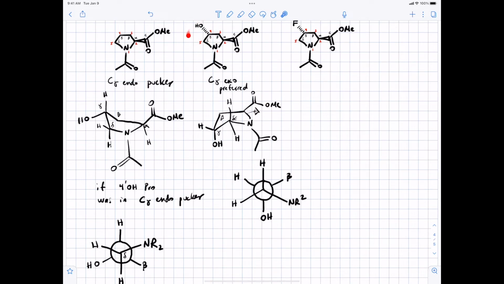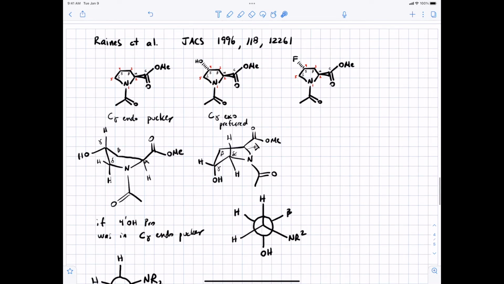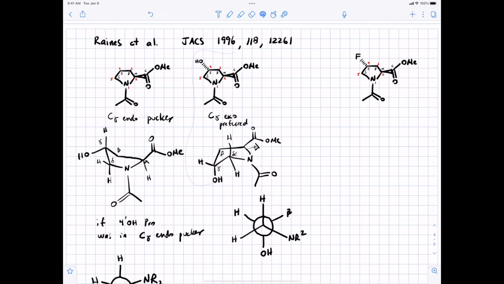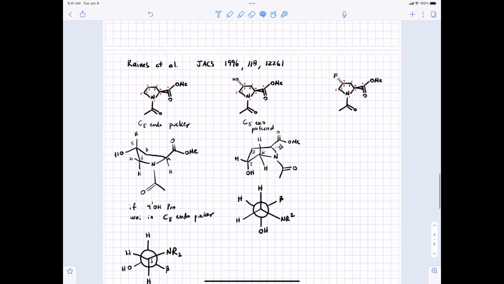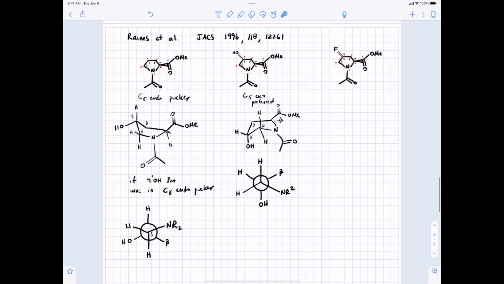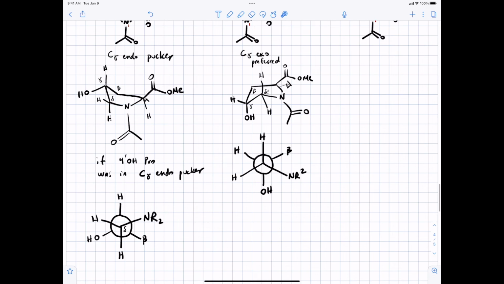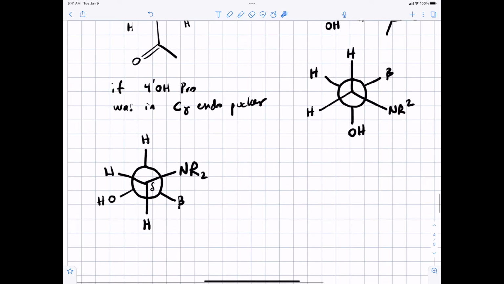Why should 4-hydroxyproline prefer this conformation instead of the endo pucker? What's better about this situation versus this one? Is it like the same thing with the overlapping orbitals? Yep, same thing as the overlapping orbitals. This is the gauche effect. We're not going to draw the orbitals here, but look here.